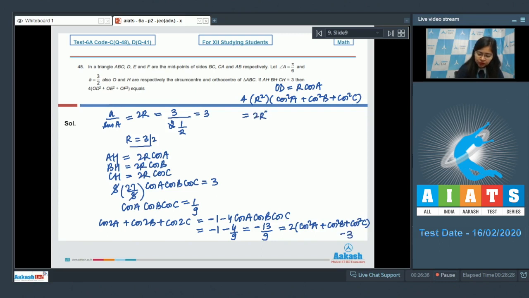So we can say 2 into R square into 2 times this value is equal to 3 minus 13 by 9, that is equal to 2 into R square, that is 9 upon 4 into 27 minus 13, that is 14. So 9 is cancelled. So this is equal to 14 by 2, that is 7. So 7 is the required answer.